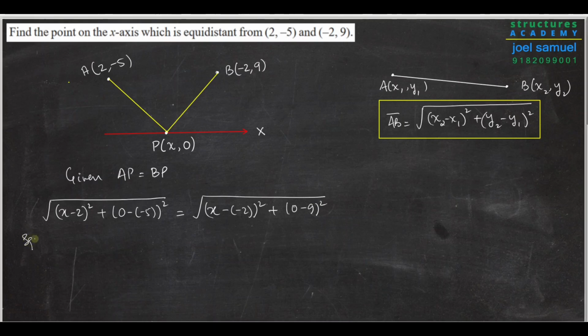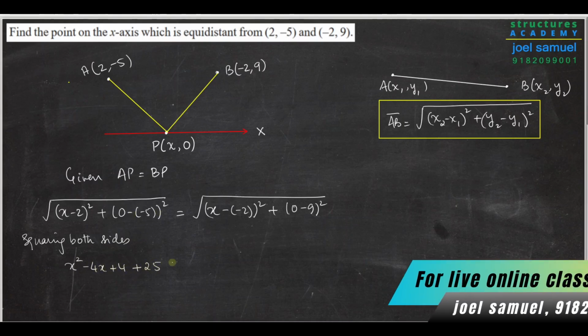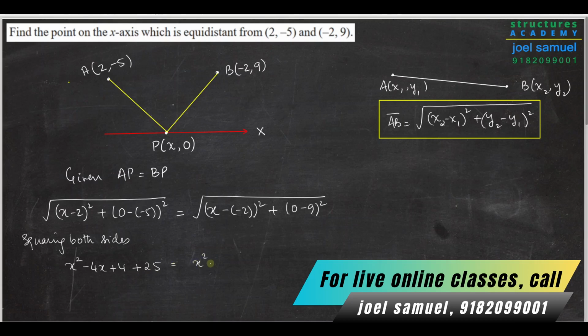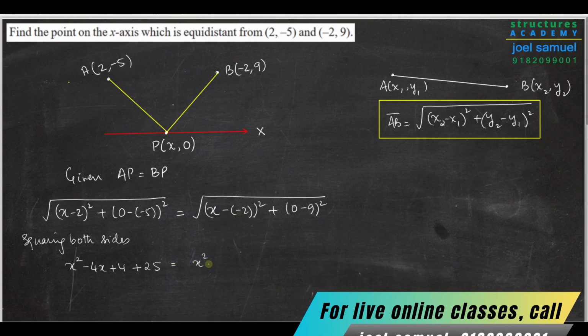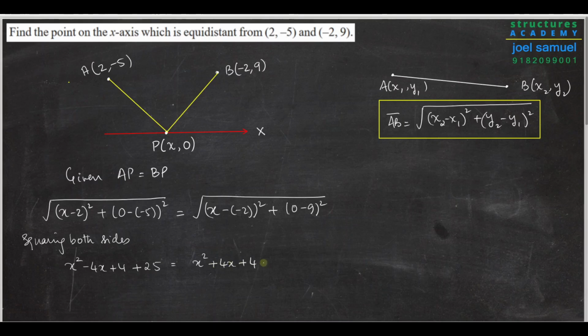Squaring both sides, we get x square minus 4x plus 4, and this becomes plus 25, is equal to x square, minus of minus becomes plus, so it is plus 4x plus 4 plus 81. So the x square gets cancelled, the plus 4's get cancelled, and if I bring the minus 4x onto the other side and take 81 to the left hand side, it becomes minus 81 plus 25 is equal to 8x.